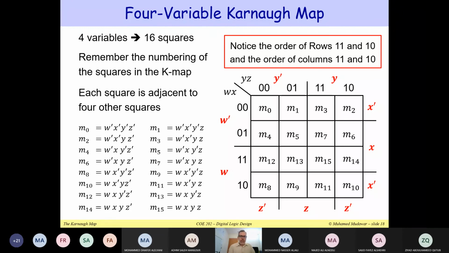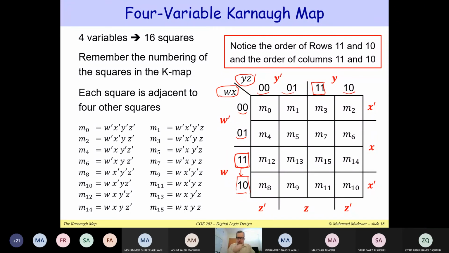The variables here are called W, X, Y, Z. We can call them also A, B, C, D. We use WX for the rows, and Y and Z for the columns. For the rows we go 0, 0, then 0, 1, then 1, 1, then 1, 0. Notice that 1, 1 appears before 1, 0 in this order. The same thing for the columns: Y, Z, 0, 0, 0, 1, again 1, 1 before 1, 0. The reason why we put 1, 1 before 1, 0 is so that the adjacent squares will differ by the value of a single variable.